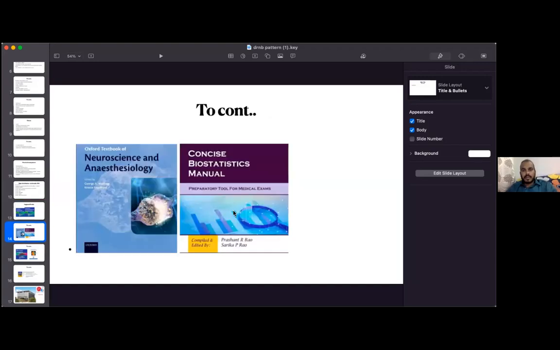And coming to biostatistics, I think everybody can see this. This is the biostatistics manual, of which I have a PDF. If you want to read, please share it. It is hardly a 90 page book, where you can have everything about the biostatistics related to our medical field. At least you'll get some basic idea out of that book.